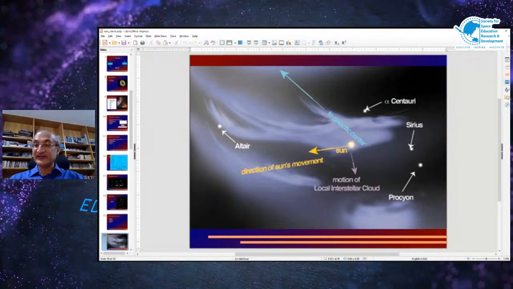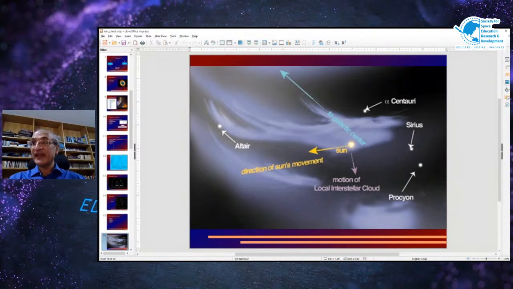Sirius is maybe 5 light years away. Procyon, Altair is maybe 10 or 15 light years away. And so as we look at these different stars, we see different amounts of absorption. So when we look towards Alpha Centauri, we see so much absorption. And we say, okay, there's so much gas between us and Alpha Centauri.